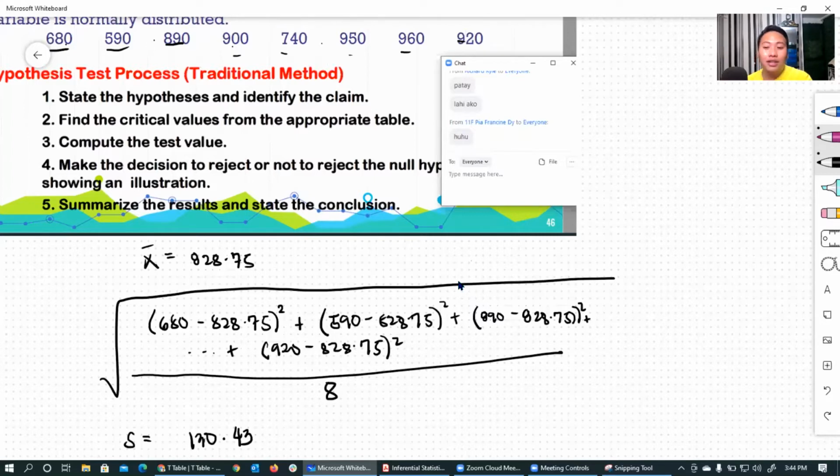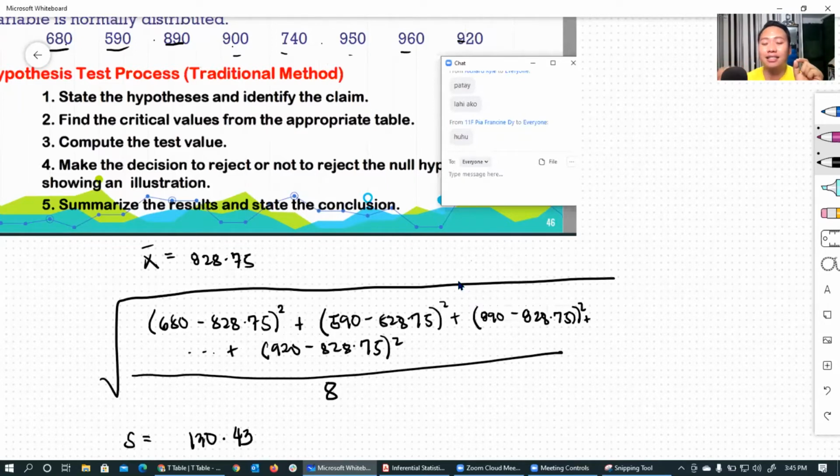Good question. I think, Richard, your 139.43, it's when you do n minus 1 in the denominator. Your denominator is 7. That's a good question.